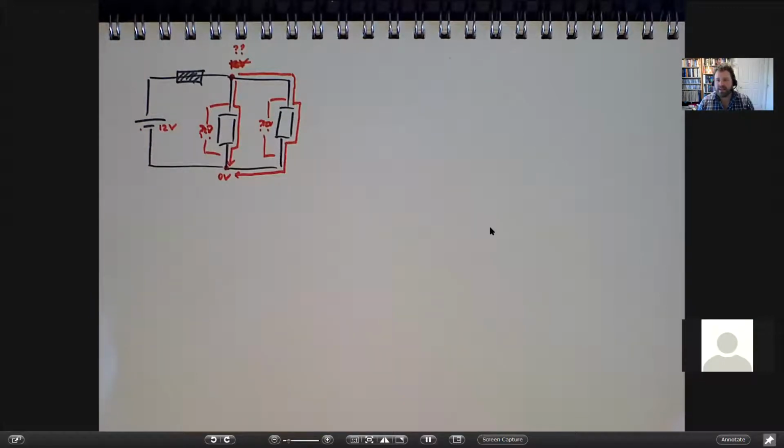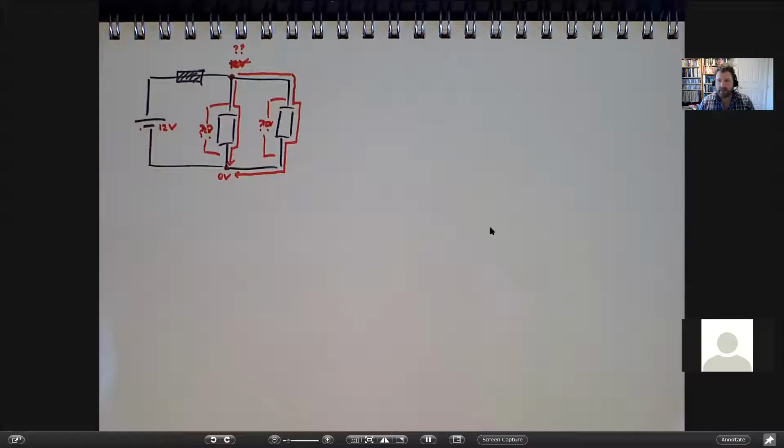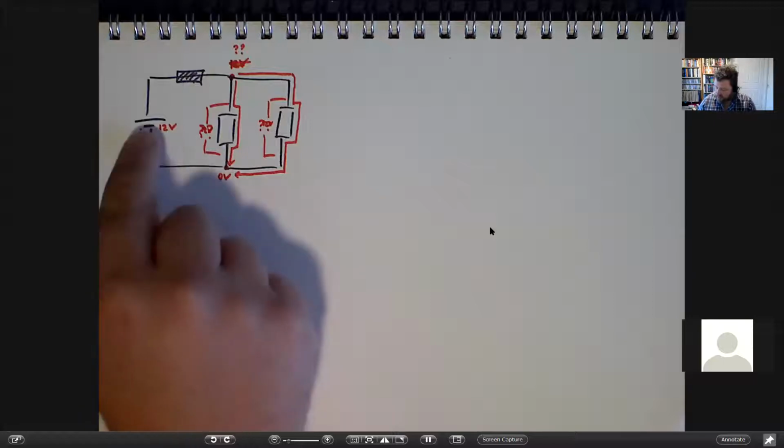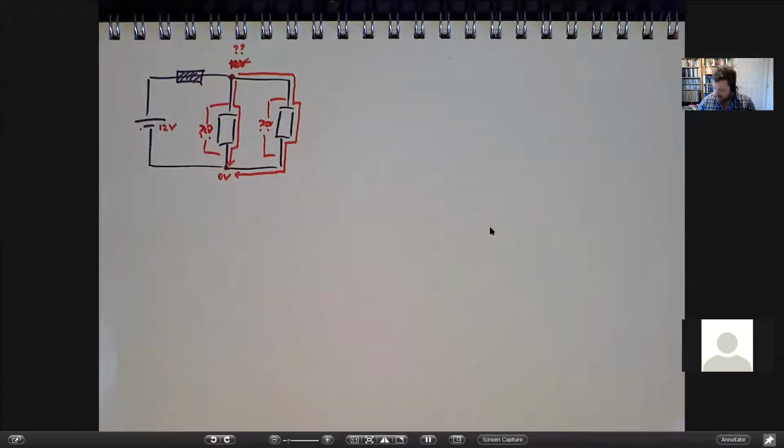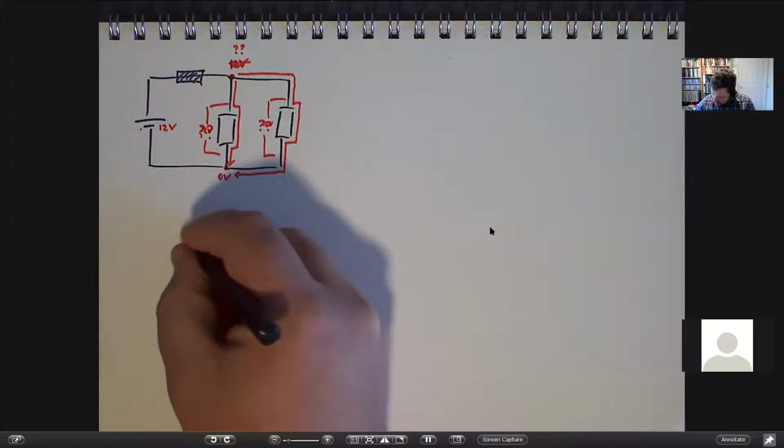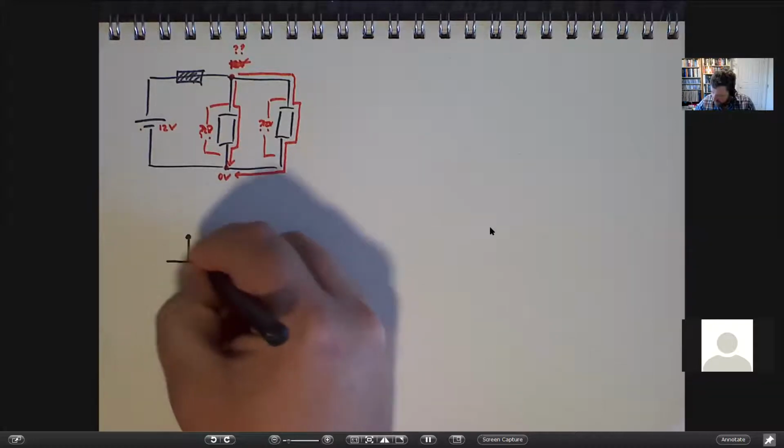And so we need to go back to working out what is the equivalent resistor for this section here. Okay. So here's what we're going to do. I'm just going to get rid of the battery, get rid of that other resistor, and just focus on that little parallel section.